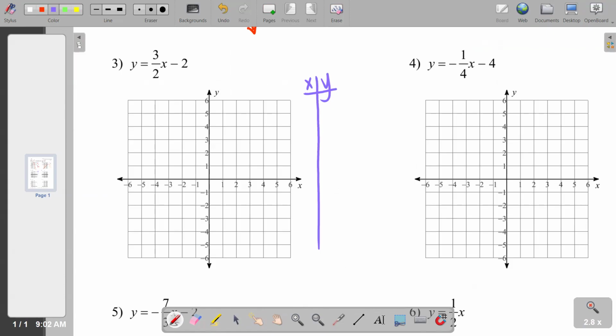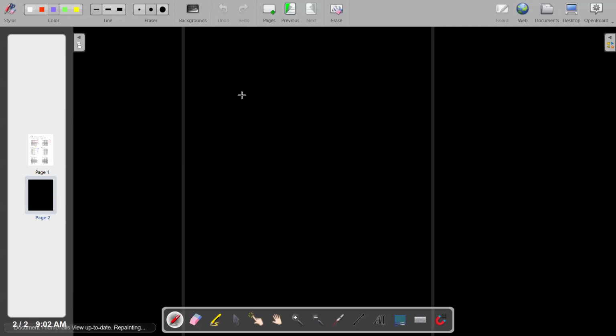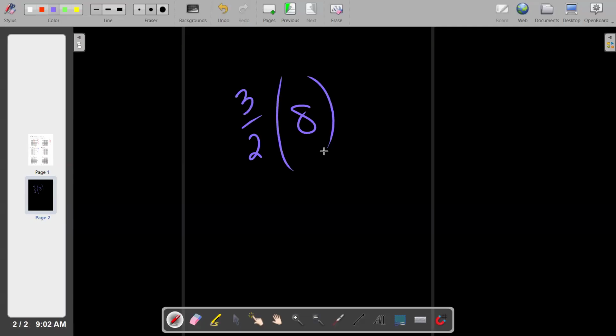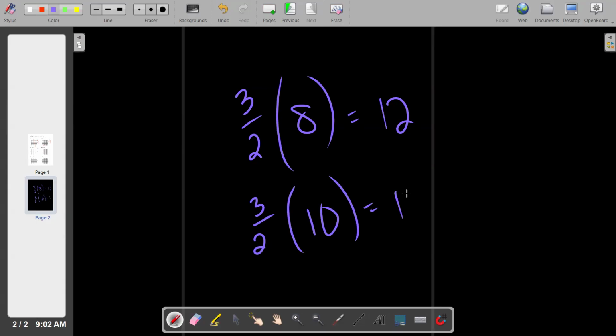Have I shown you guys the fish hook yet? Have we talked about the fish hook? Let me ask you a question. What's 3/2 times 8? Ready, go. It should take you under 1 second. You should already know the answer is 12. Let's try again. What is 3/2 times 10? Ready, go. Too slow. 15. Let's go again. What is 3/2 times 4?